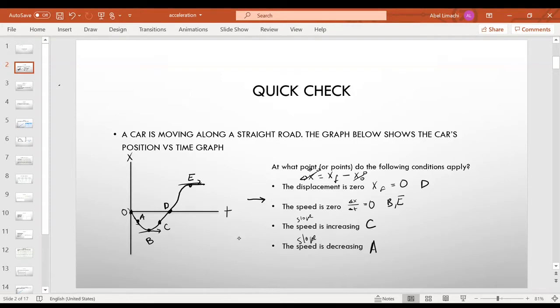Now, although D looks like it could also be increasing, I tried my best to make this a straight constant line. So before D and after D, it's not increasing nor decreasing. So it can't really be placed anywhere. It can't be placed under the speed is increasing or the speed is decreasing. So that's a review of what Tony did with you guys. If you have questions, you can just go back to the video. Maybe he answered it, or you can just ask us directly.